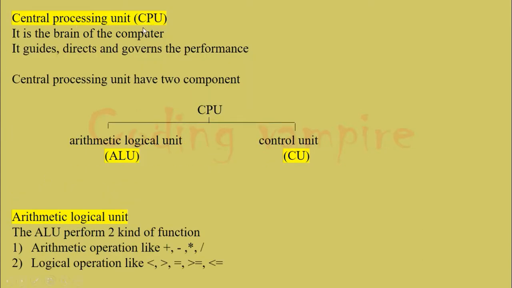Central processing unit. It is the brain of the computer. So what is the function of CPU? It guides, directs and governs the performance. Central processing unit has two components: arithmetic logical unit (ALU) and control unit (CU). Arithmetic logical unit. The ALU performs two kinds of function: arithmetic operation and logical operation.